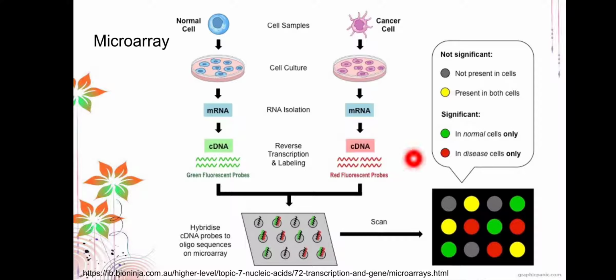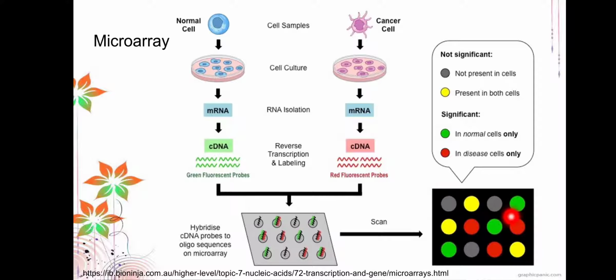And then you will have genes that light up green or red. So when you have green, that means that the dominant color here is the green, which comes from the normal cell. So if you compare, for example, this is the normal condition, this is the diseased condition, that means that this type of gene is underexpressed in the diseased condition because it doesn't show up in the diseased cell, it shows up in the normal.